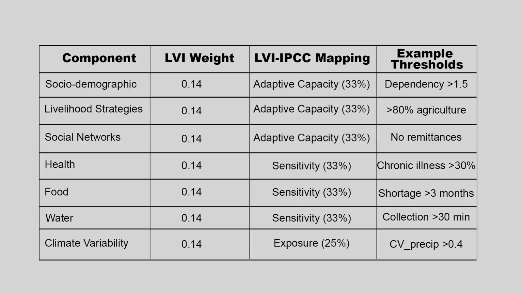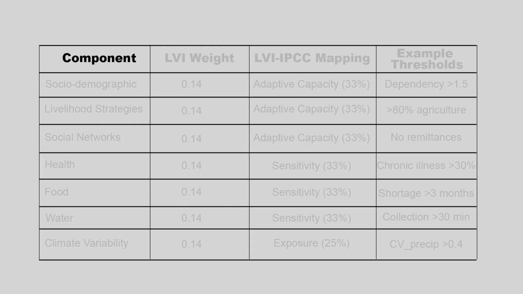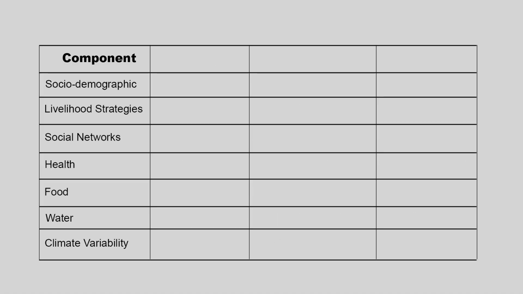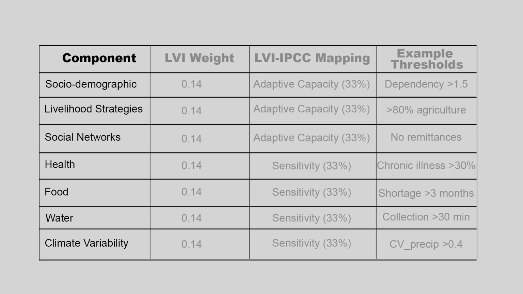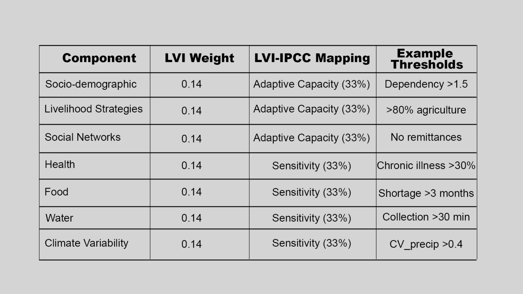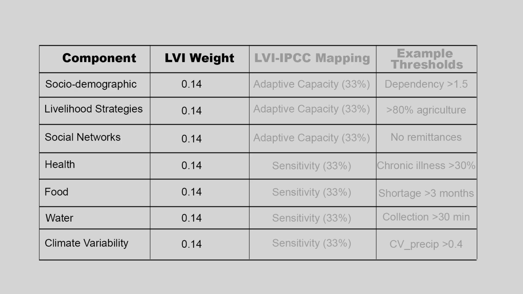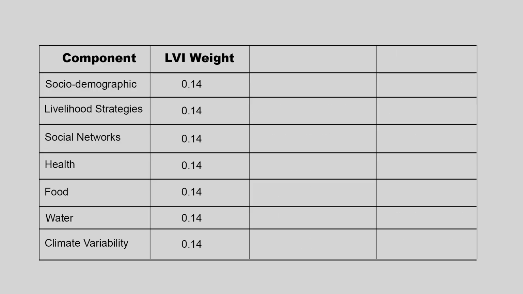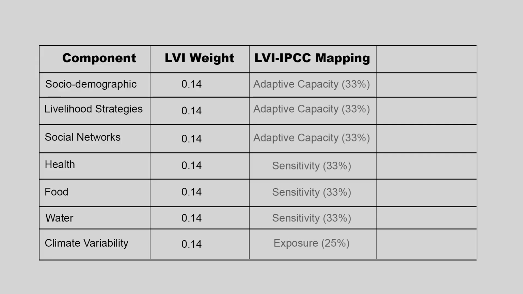For this particular calculation, the first category is of components. You can see different components such as socio-demographic, livelihood strategies, social network, health, food, water and climate variability. And the livelihood vulnerability index weight is 0.14 for all the components. Then calculation of LVI IPCC mapping, which is 33% for all the components.